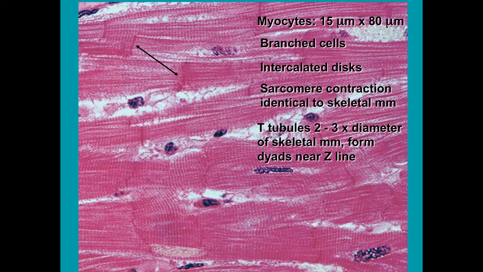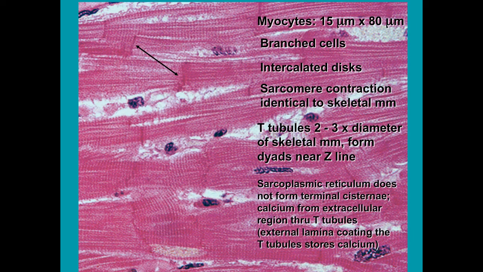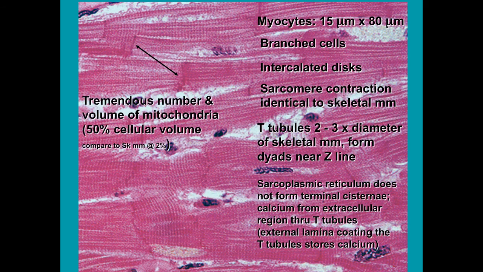The T-tubules are 2 to 3 times the diameter of the T-tubules in skeletal muscle cells, and in cardiac muscle, the T-tubules form dyads near the Z line. That's different because in skeletal muscle, the T-tubules form triads at the junction between the A and the I bands. The sarcoplasmic reticulum in cardiac muscle does not form terminal cisternae. Rather, calcium comes from the extracellular region through the T-tubules. The external lamina coating the T-tubules is where calcium tends to be stored for cardiac muscle.